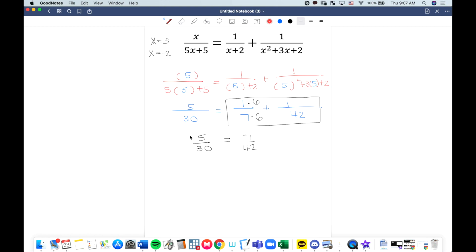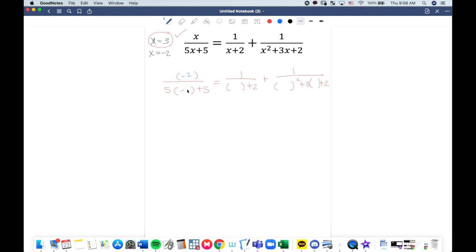I'm going to divide 5 and 30 by 5. And that's going to give me 1 over 6. And for this one, I'm going to divide by 7. And that's also going to give me 1 over 6, which checks out. So if it checks out, what that means is this solution here that we got, x equals 5, is a true solution. So we're safe with x equals 5, but we're not sure about x equals negative 2 yet.